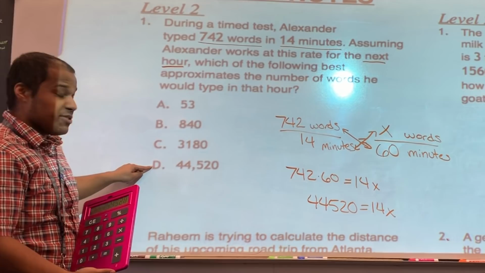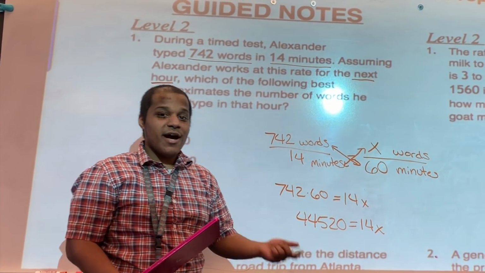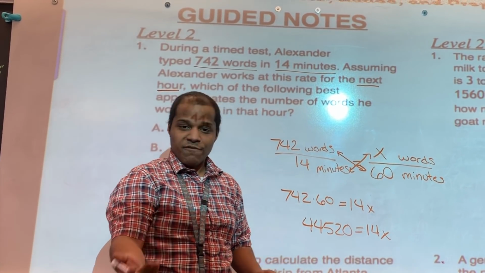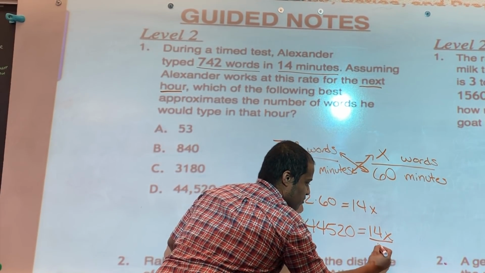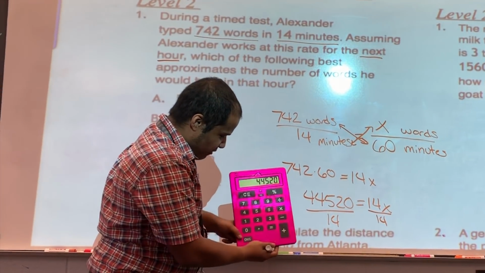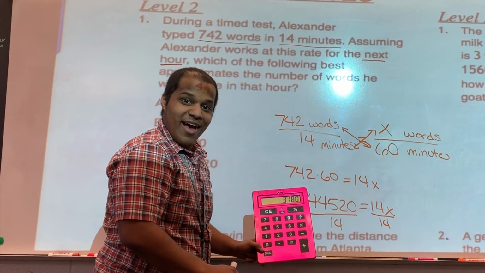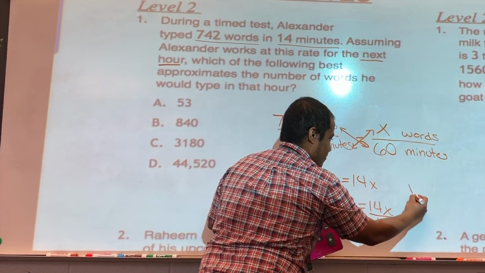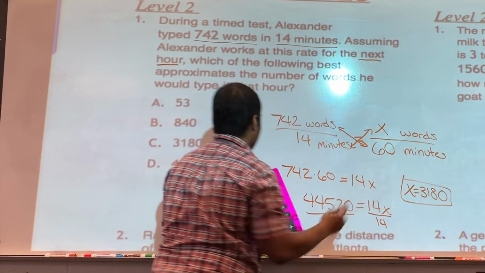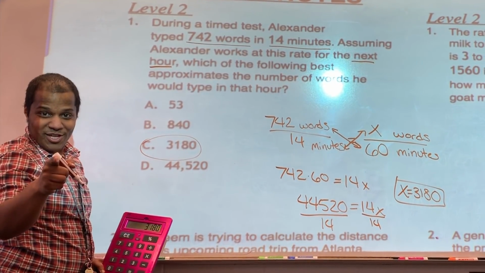Don't be fooled. I know you see that answer. However, our x is not alone yet. We're going to need to isolate x by getting rid of the 14. 14 is being multiplied to x, so we need to divide both sides by 14. Taking my 44,520 and dividing by 14, I get 3,180. That answer is actually C. And I'll see you on the next problem.